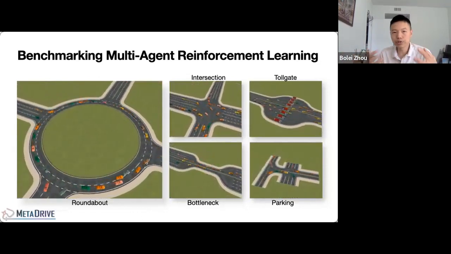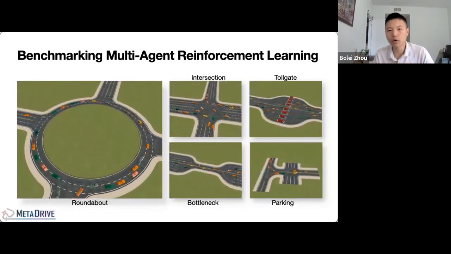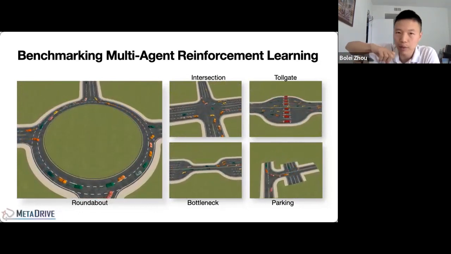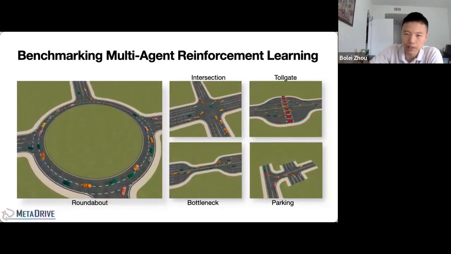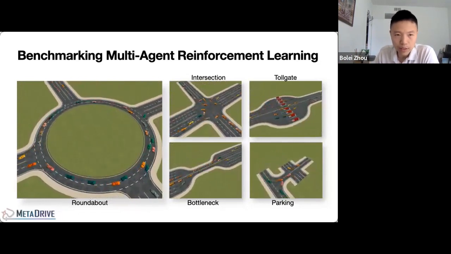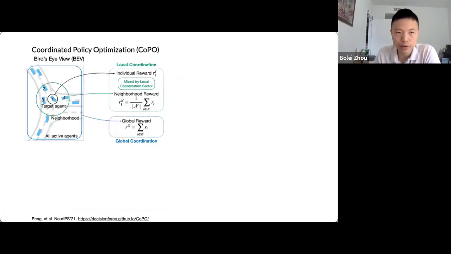So in order to achieve this task, those vehicles have to coordinate with each other to pass this roundabout, toll gate, or these parking scenarios. Based on those environments, we developed some multi-agent reinforcement learning algorithm. Here is a paper we published last year at NeurIPS. It's called Coordinated Policy Optimization.